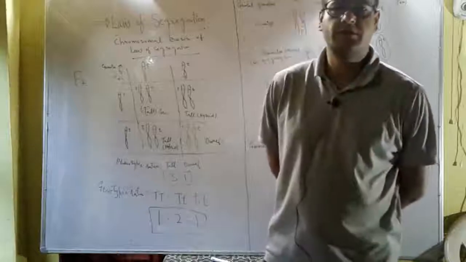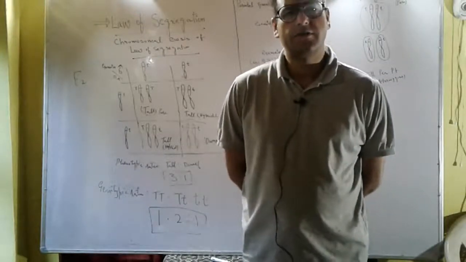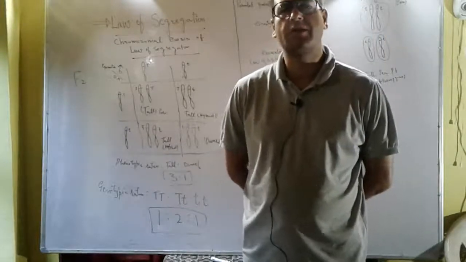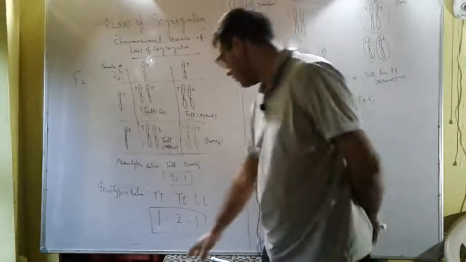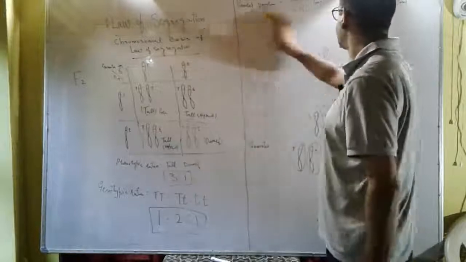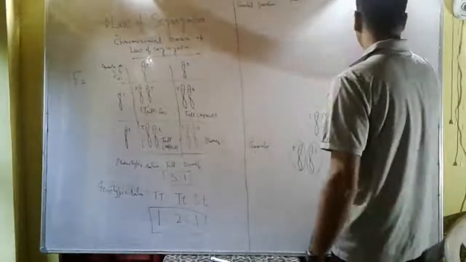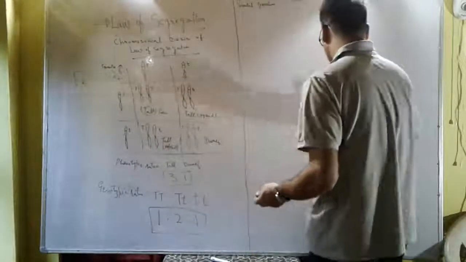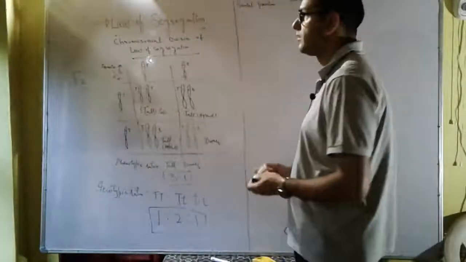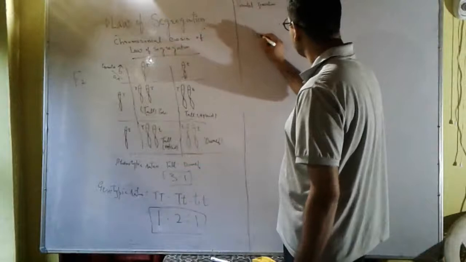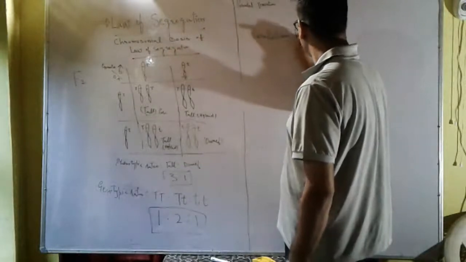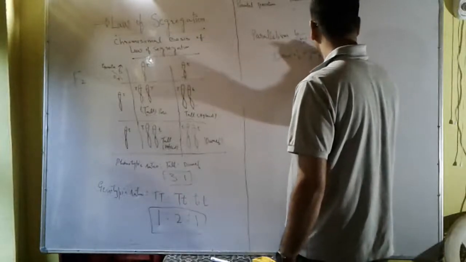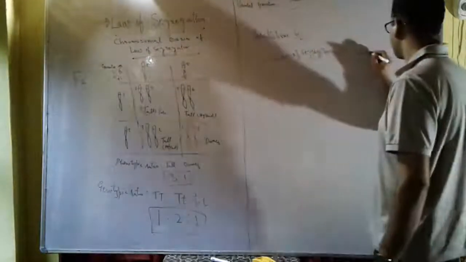Then there is another law, that is law of independent assortment. There is a difference between law of segregation and law of independent assortment, or we can say, what is the parallelism between law of segregation and law of independent assortment.